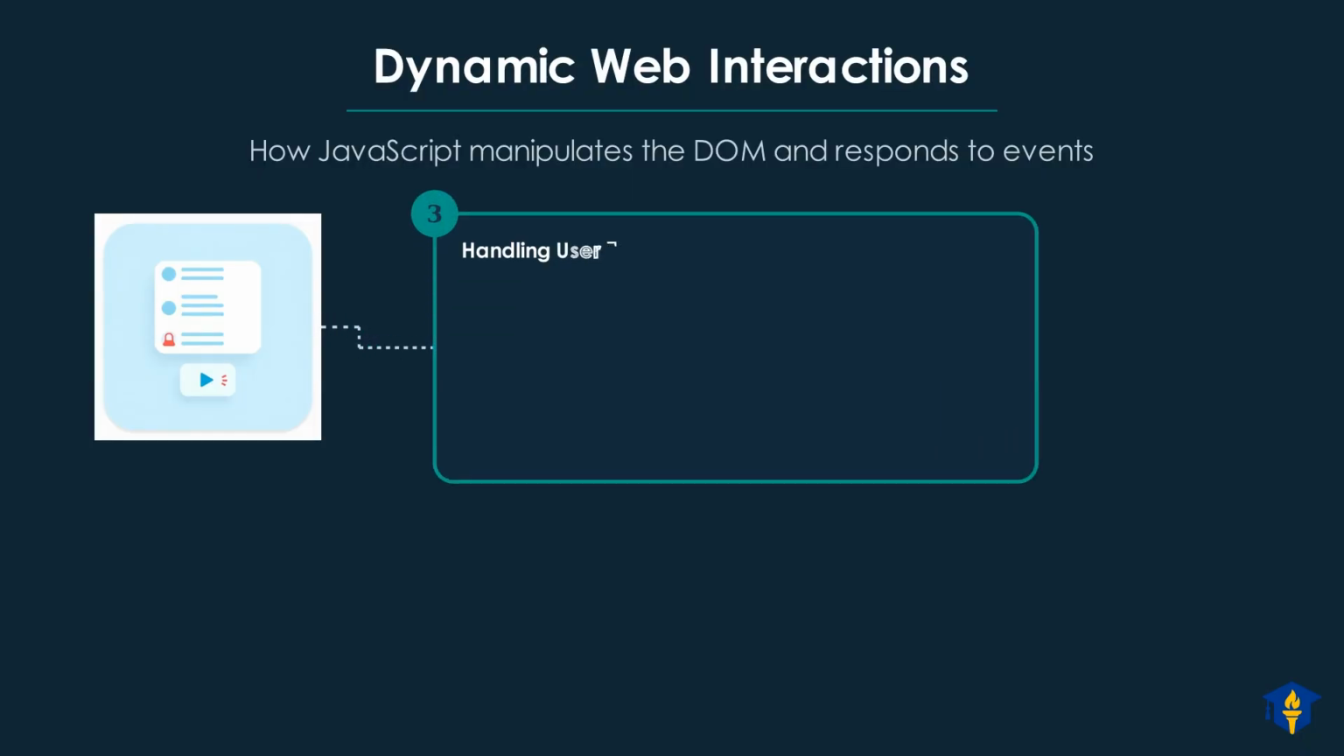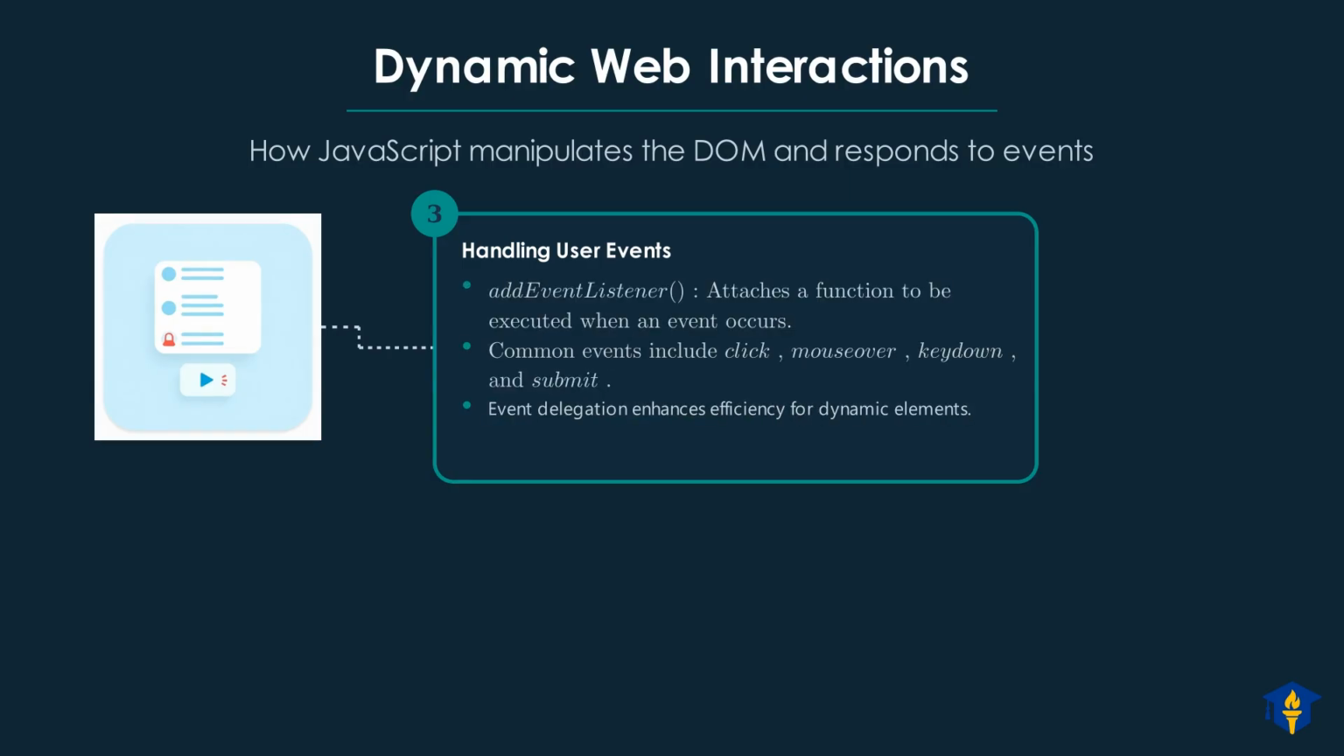Next, we will look at how JavaScript handles various user interactions and events on a web page. addEventListener attaches a function that will automatically execute whenever a specified event occurs on an element. Common events include click, mouseover, keydown, and submit, which are fundamental for interactive web pages. Event delegation is a technique that greatly enhances efficiency, especially when dealing with many dynamic elements.